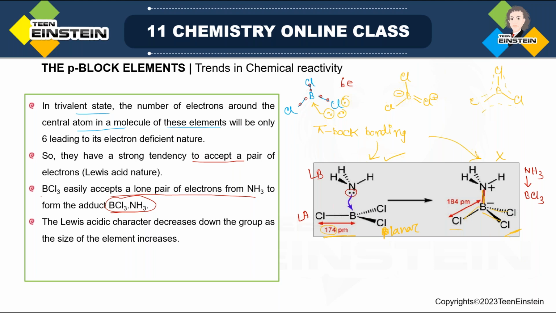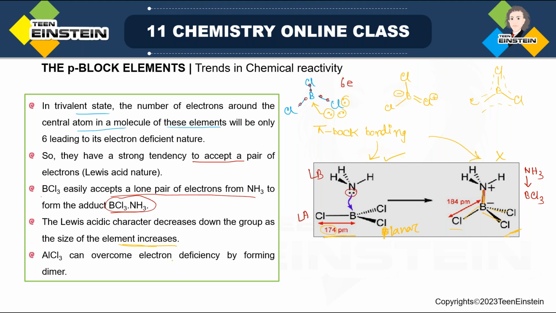Now this Lewis acid character decreases down the group as the size of the element increases. So if you compare BCl3, then AlCl3, then the next one GaCl3, in this way, if you move down the group, Lewis acidic character decreases because there is an increase in the size of the element, basically an increase in the size of the cation. So if you consider the size with charge, Al3+, Ga3+, now with charge there is a smooth increase down the group, so Lewis acidic character decreases.